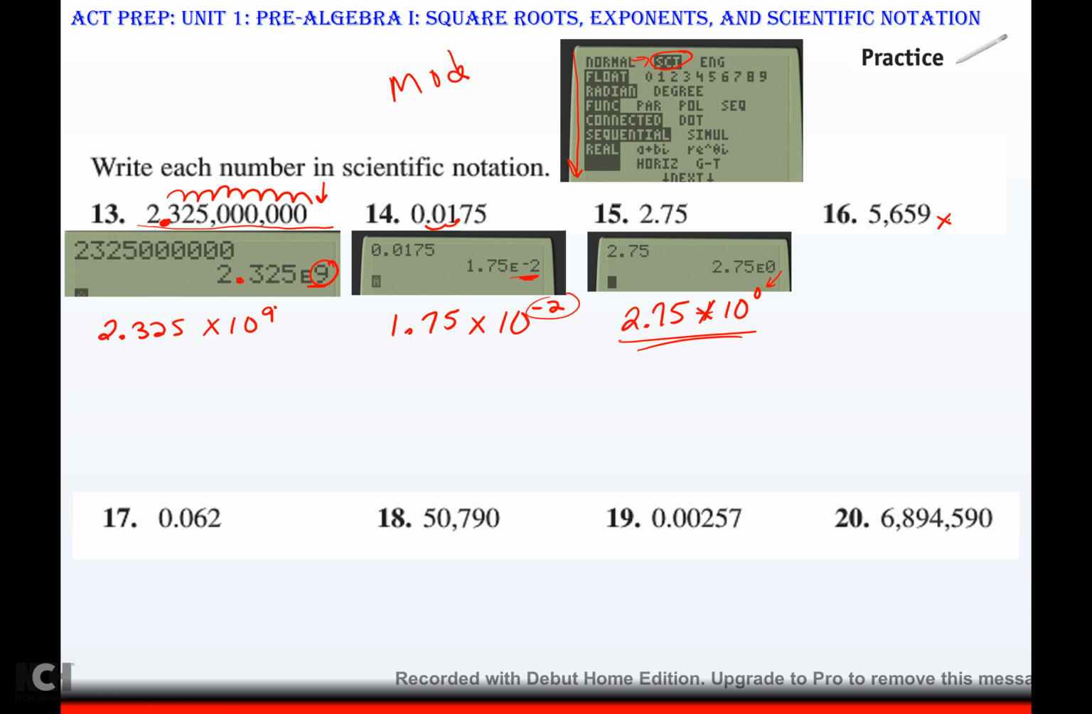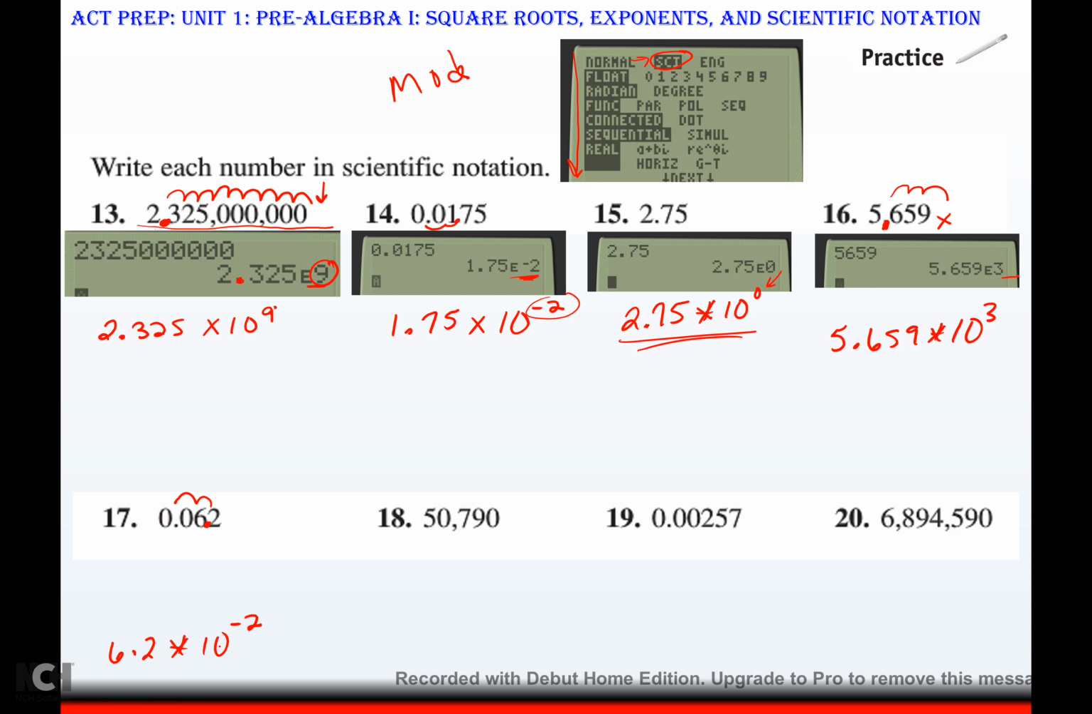Okay, there's where the decimal is, there's where I want it, so that's going to be 5.659. To go back to where it was would be 1, 2, 3 places to the right. Or type it in the calculator and get your E number, which tells you your exponent. Okay, this is 0.062. The decimal should be there for scientific, so 6.2. To go back would be 2 places left. Or type it in the calculator, and there you go. And same with the rest of them. That's where it is at the end, where it should be is the circle.